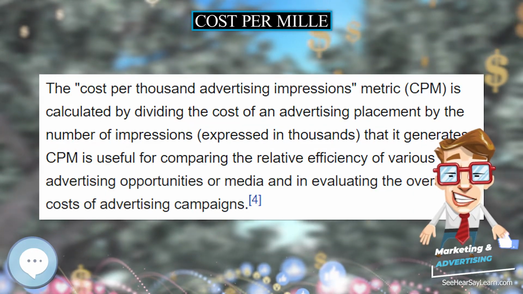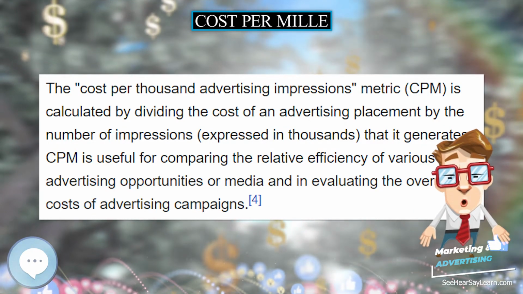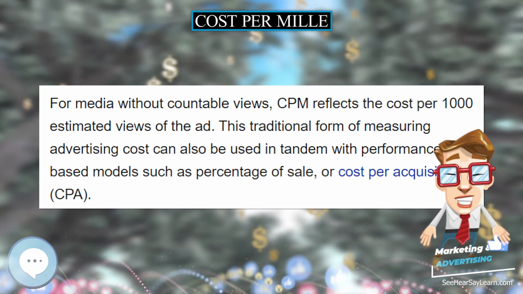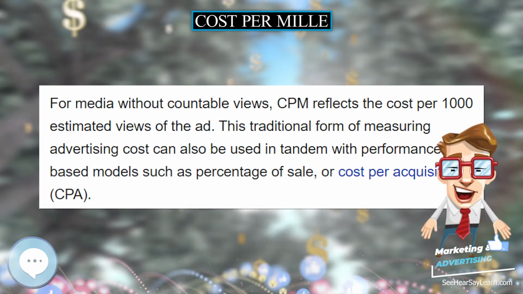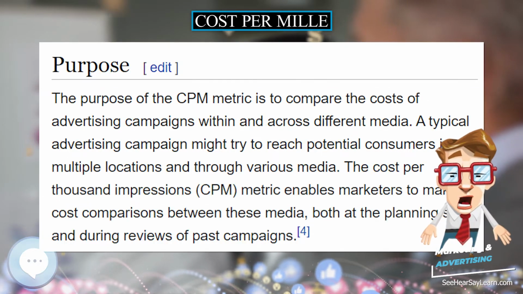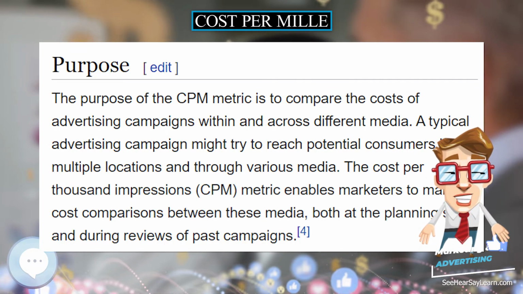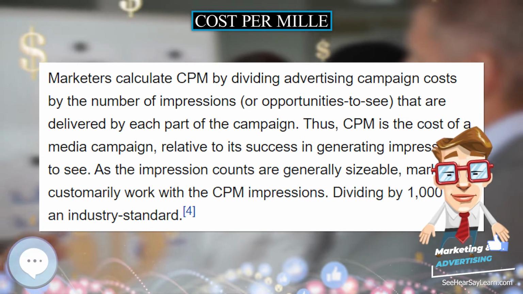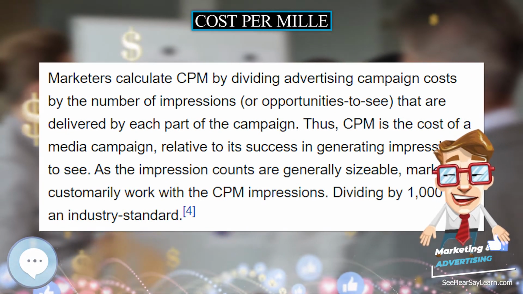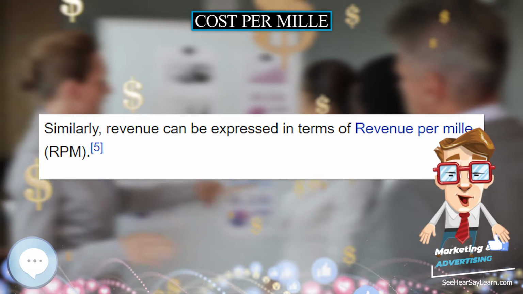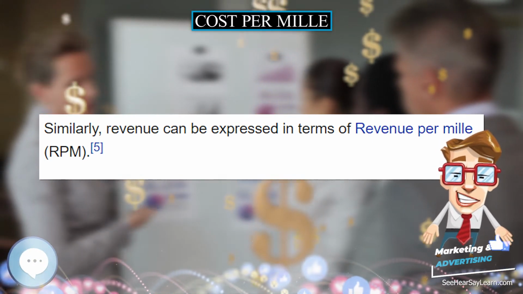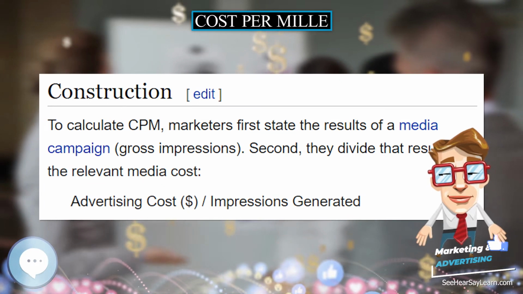Purpose. The purpose of the CPM metric is to compare the costs of advertising campaigns within and across different media. A typical advertising campaign might try to reach potential consumers in multiple locations and through various media. The cost per thousand impressions, CPM, metric enables marketers to make cost comparisons between these media, both at the planning stage and during reviews of past campaigns.